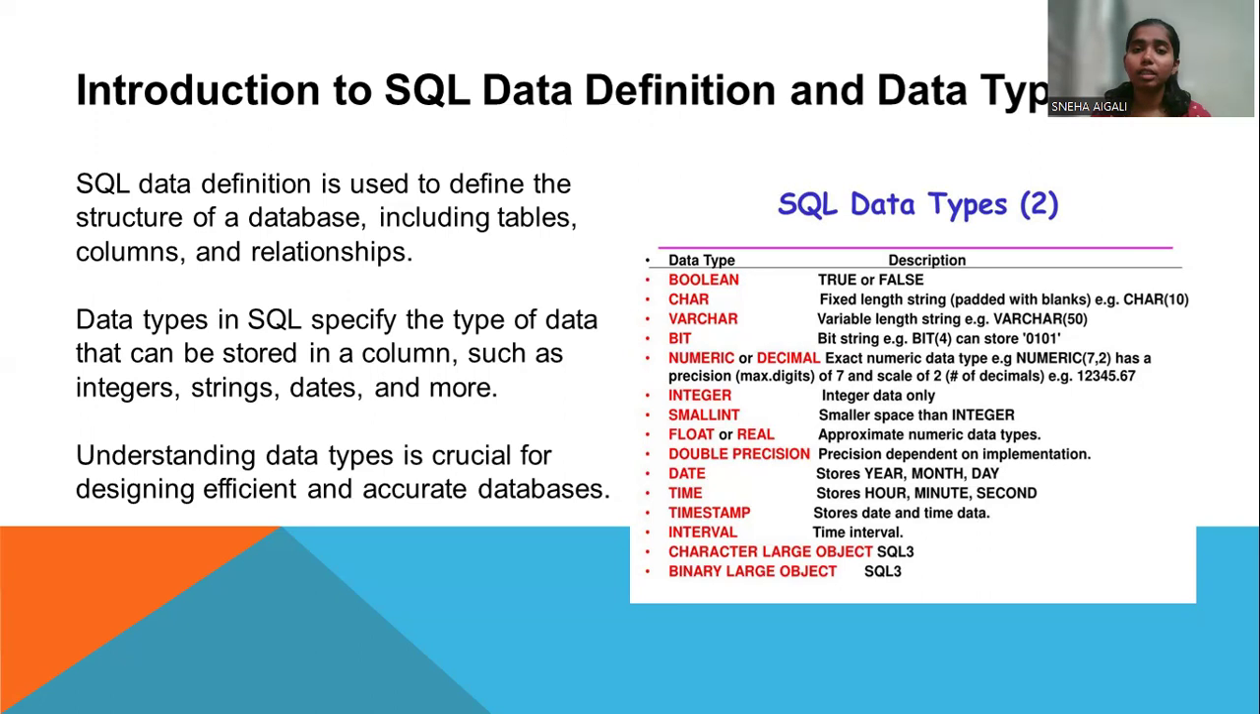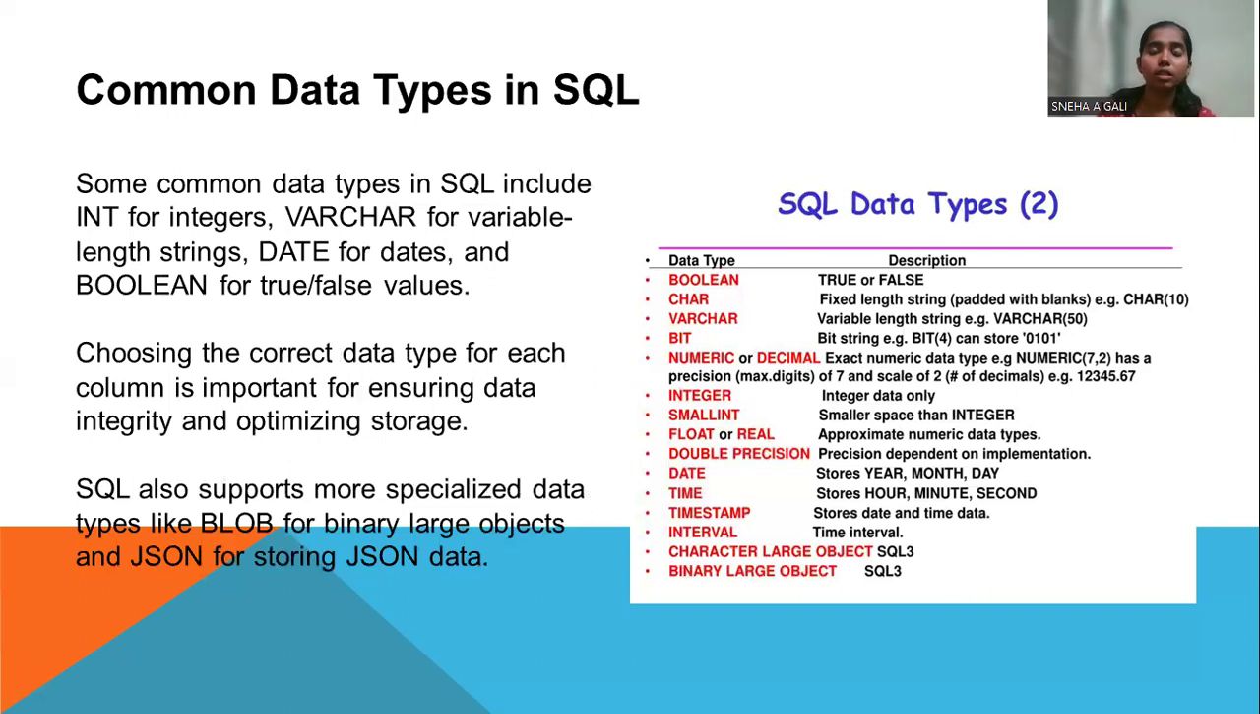Here in the image, you can see some of the data types along with the description. Some of them would be Boolean, which means true or false. Then we have the character data type, which has a fixed length string. Example, char of 10. Then we have varchar, which means variable length string. Example, varchar of 50, which is nothing but the syntax. And then next we have bit, numeric or decimal, integer. Then we have small int, float or real, double precision. Then we have date, time, timestamp, interval, followed by character large object, then binary large object.